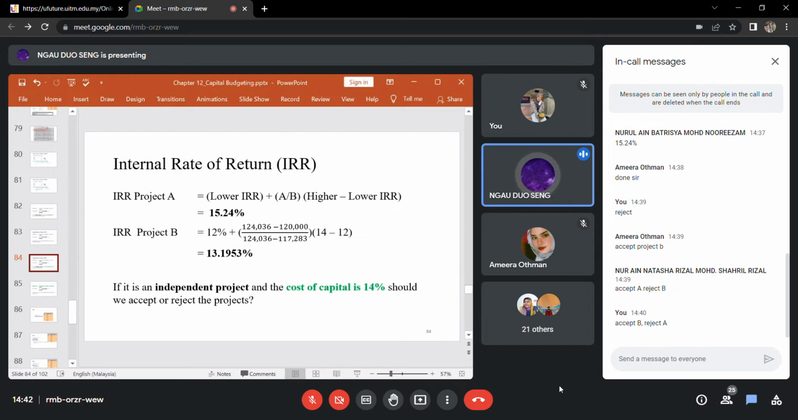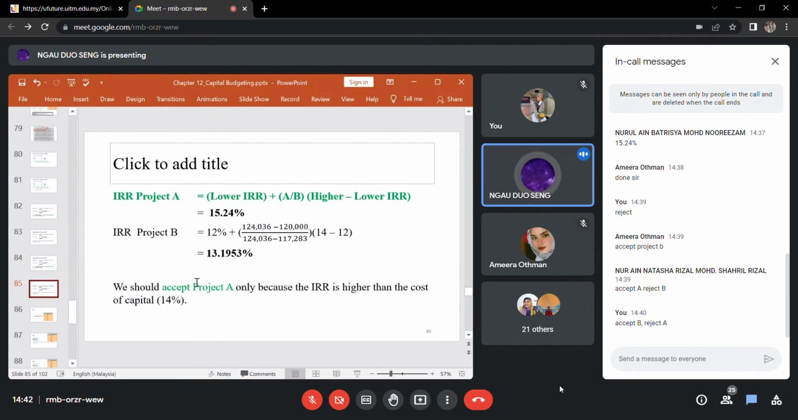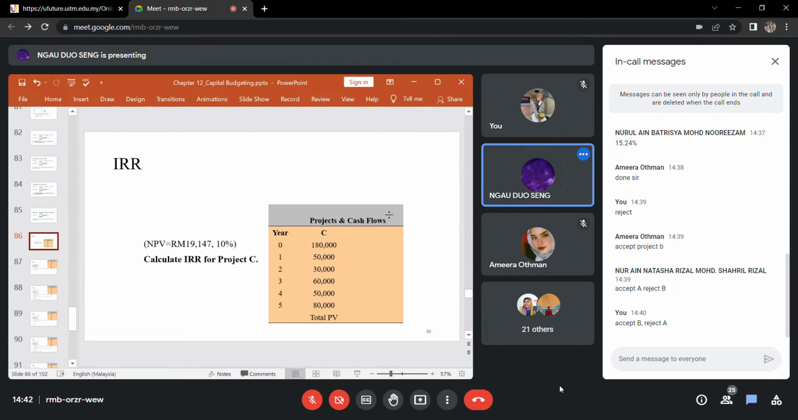Alright, for this one also same, we will accept project A only. We should accept project A only because the IRR is higher than the cost of capital, which is 14%. Right? Okay, next. Now we have project C. So project C NPV is 19,000 when the discount rate is 10%.